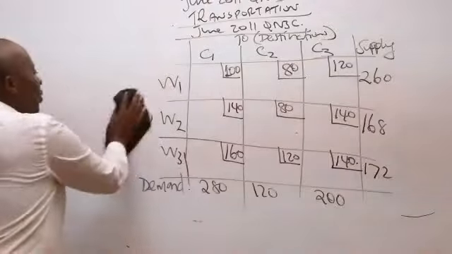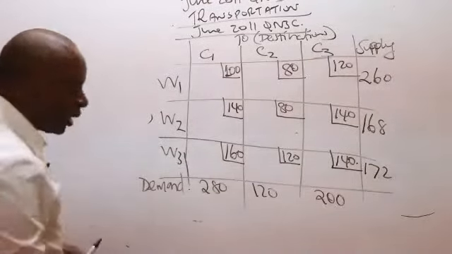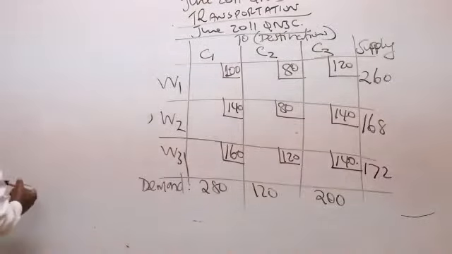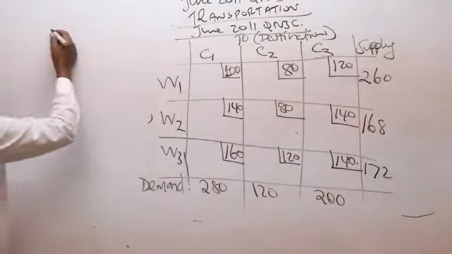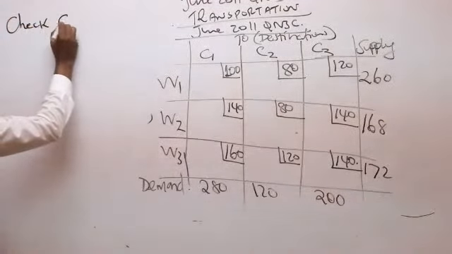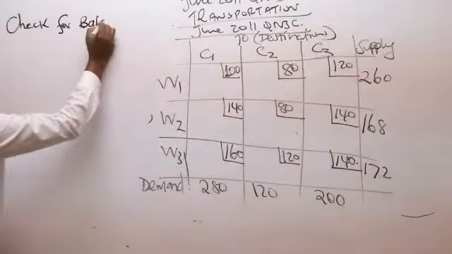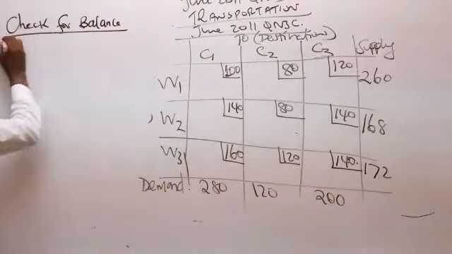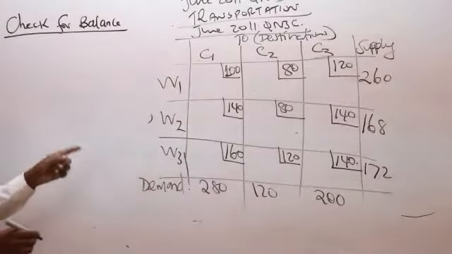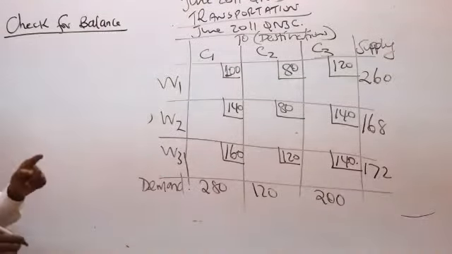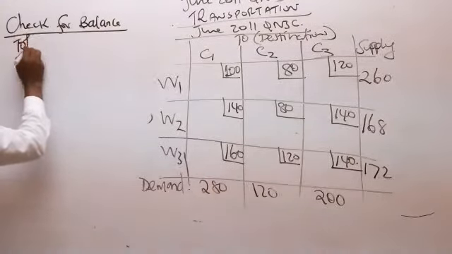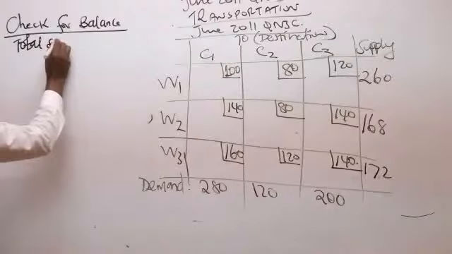Step number one will be to check for balance. Step number one, you will come here and check for balance. So the question is, how do we check for balance? Pretty much easy. To check for balance, normally we look for the total supply.